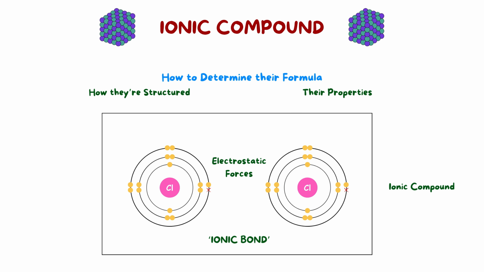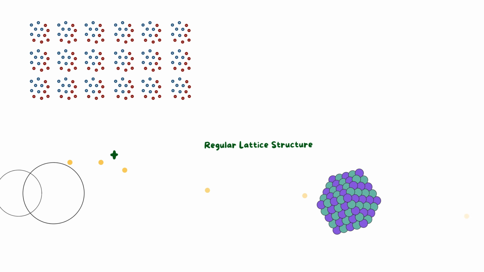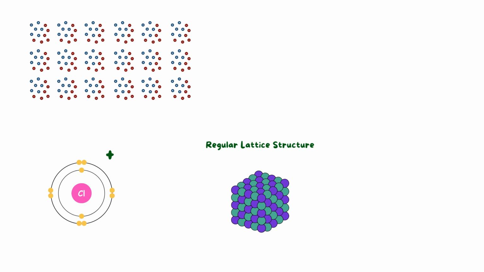While this is usually demonstrated with just a pair of atoms, in reality, ionic compounds involve enormous numbers of ions arranged together. In these large structures, the positive and negative ions are arranged in an alternating pattern so that each ion is surrounded by ions of the opposite charge, and this attraction occurs in all directions.